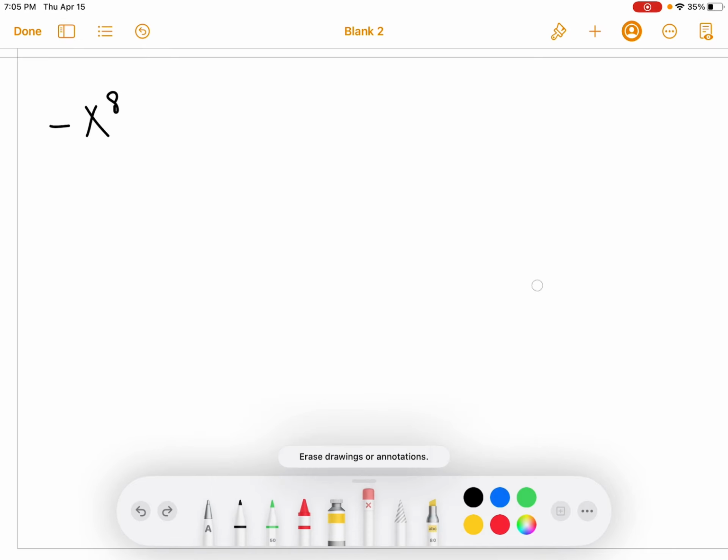So there you go. That's an intro to polynomials. You'll learn how to graph them and stuff like that later.